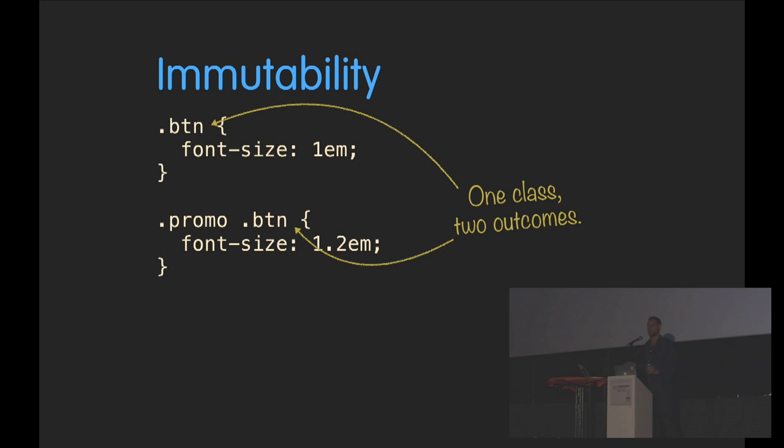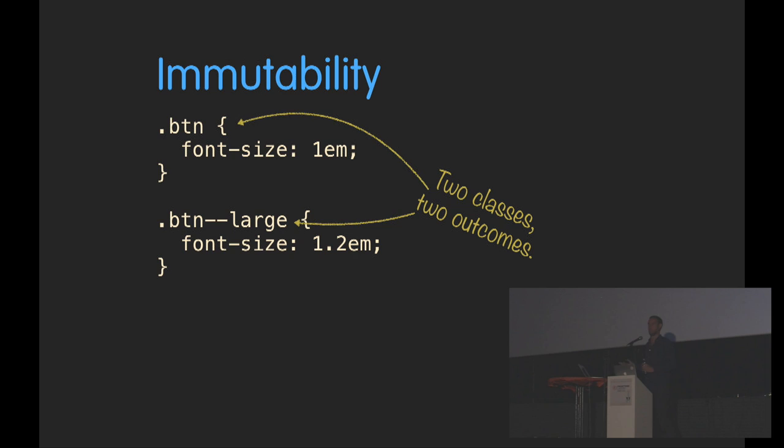Solving this is really, really simple. Instead of nesting this selector, create a modifier for it. Those of you familiar with BEM will know that button dash dash large simply makes any button larger. Now we've got two classes. We're not modifying button at all. We're actually extending it by using a modifier. This is no longer a mutation. This is an extension.